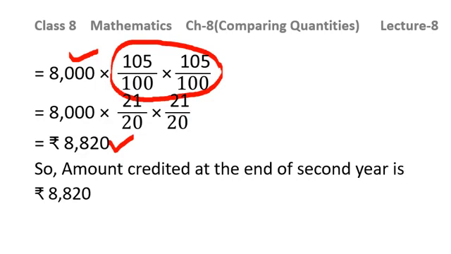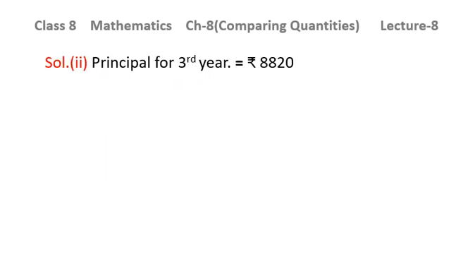Now, second part was, we need to find the interest at the end of third year. So let us see now second part of the same question. As we know, dear children, that in the case of compound interest, the amount of the previous year will be the principal for the next year. This is what we have done here in this question also. So we are supposed to find the interest for the third year. So what we have done, we have taken the amount of the previous year as the principal for the third year. So that is 8,820.